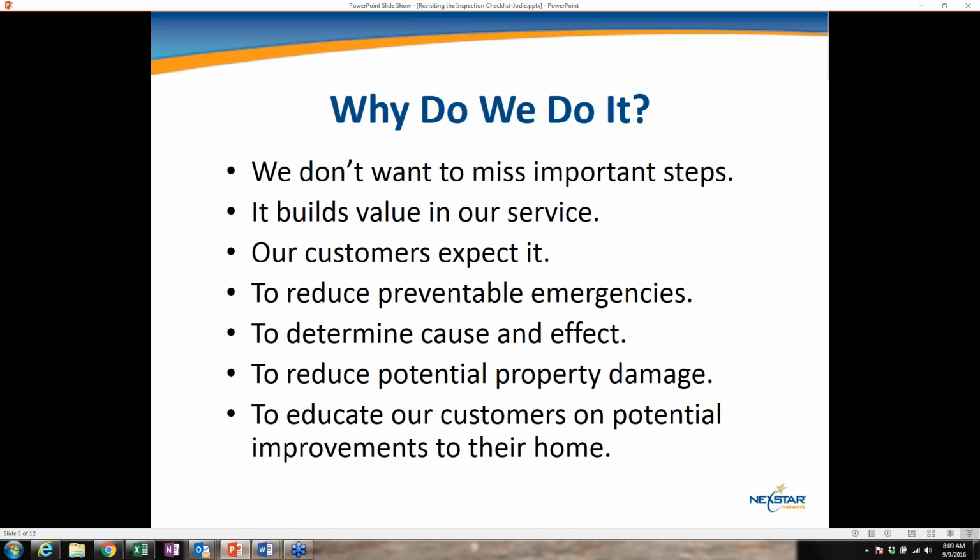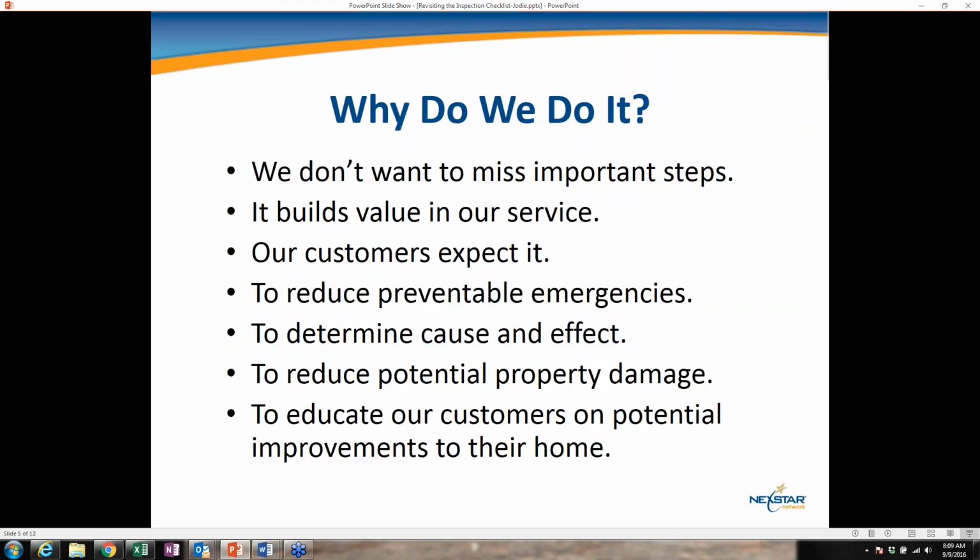So things like burst washing machine hoses, emergency shutoffs, all these types of things can cause catastrophic damage inside a home, and this helps not only protect us as companies, but it also helps protect our clients from damage that we, as professionals, should notice. It also serves to educate our customers on potential improvements to their home.